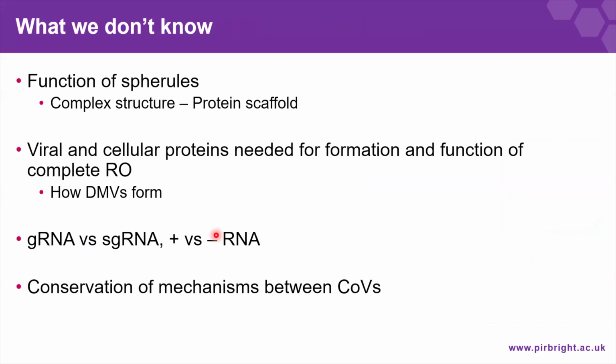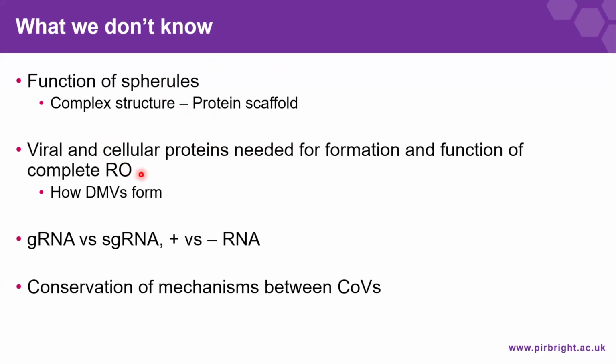So there are lots of things that we still don't know about coronavirus replication organelles. As I've just said, the function of spherules is unknown. Although as they're quite a complex structure, we hypothesize that they must play an important role. They're conserved across all coronaviruses, and they would have quite a high energy burden to produce. That implies they must do something. And we suspect that there's a protein scaffold that supports the formation of these structures.